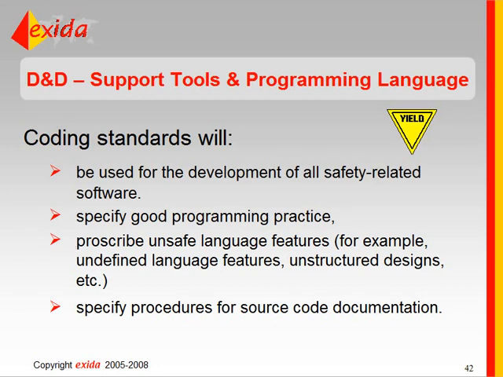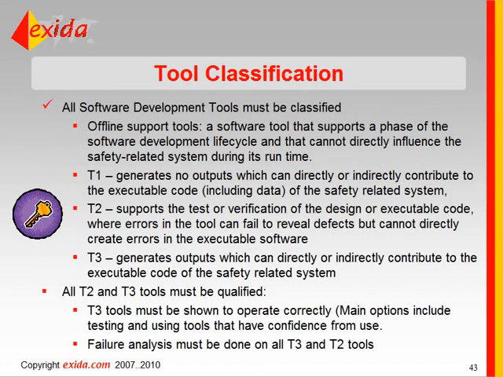A good example of that might be the go-to statement. It's preferred when you're doing program flow control that you do for loops or while loops or things like that. If you have a go-to statement, it might not be obvious to the coder where that is occurring, and therefore might be subject to error, especially during maintenance when a different person is to maintain the code. So you eliminate constructs like that, and that helps make the code more reliable. And then finally, specify procedures for source code documentation. What are the standards for documenting the source code?